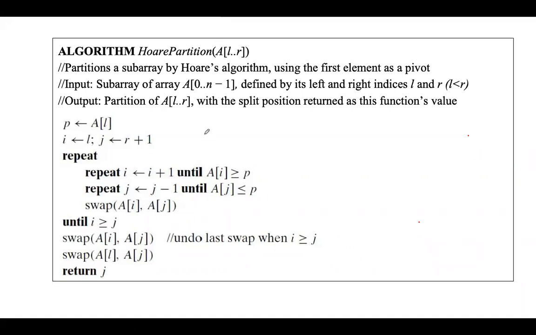So this is the partition algorithm. We saw this in detail yesterday. The i pointer will keep incrementing until A[i] is greater than p. j we will keep decrementing until the right side element is less than or equal to p. When that condition is met, we swap those two elements.